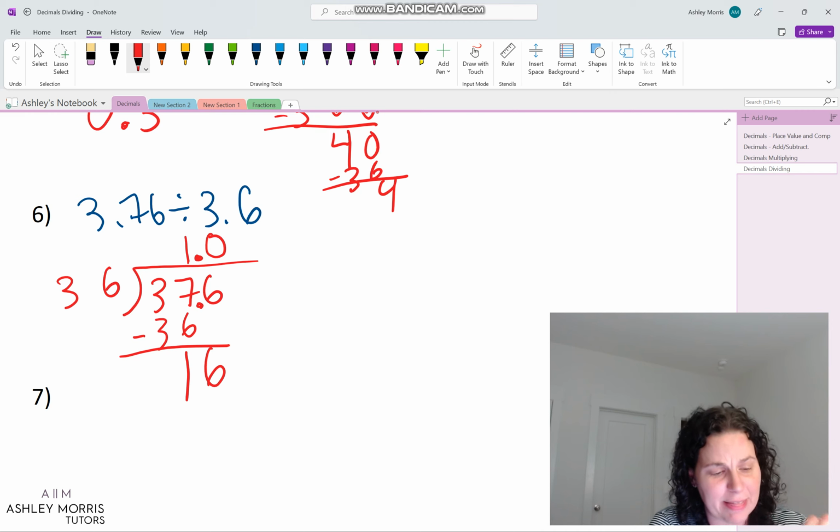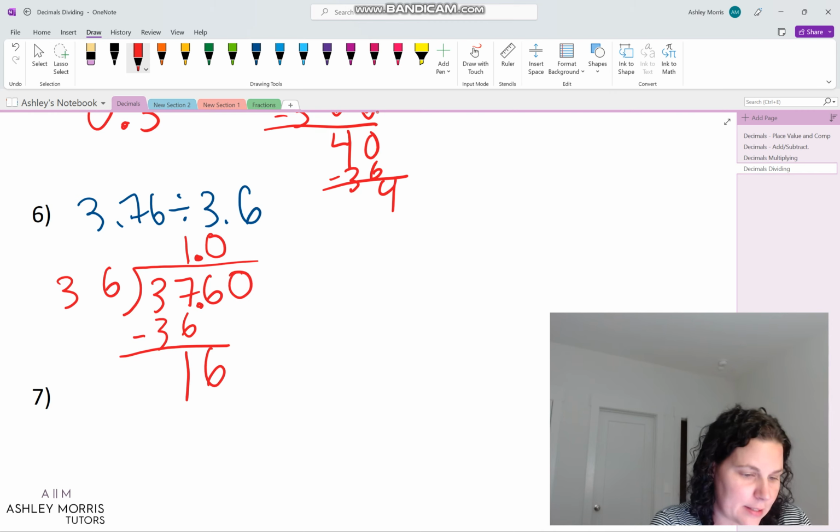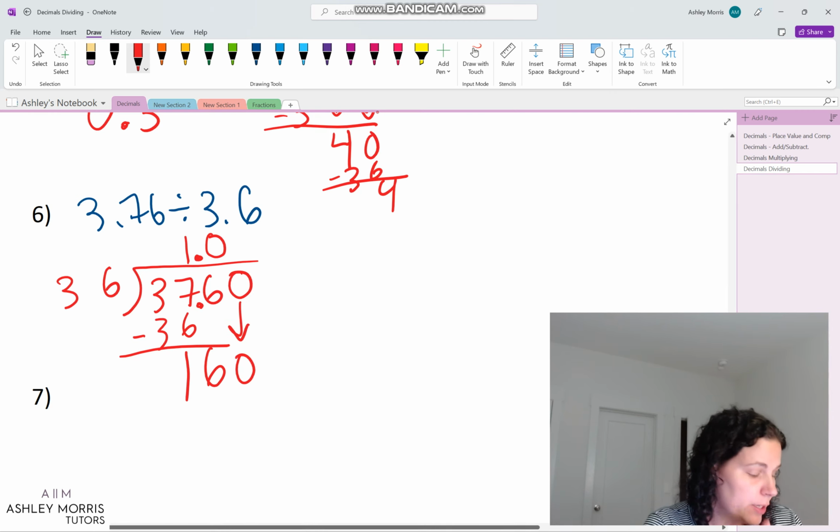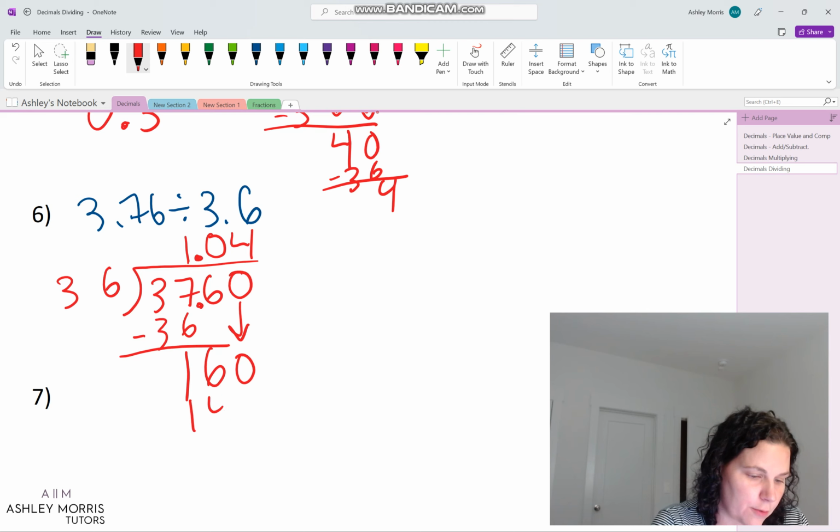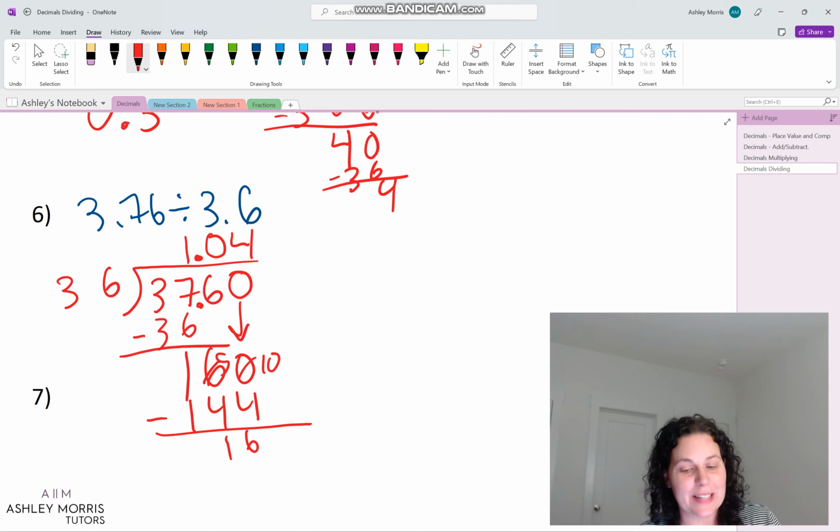A lot of people forget that. Add a 0, bring it down. 36 goes into 160 4 times, and that'll give me 144, which is 16 left over. And we can stop there. I'm okay with just 2 decimals.